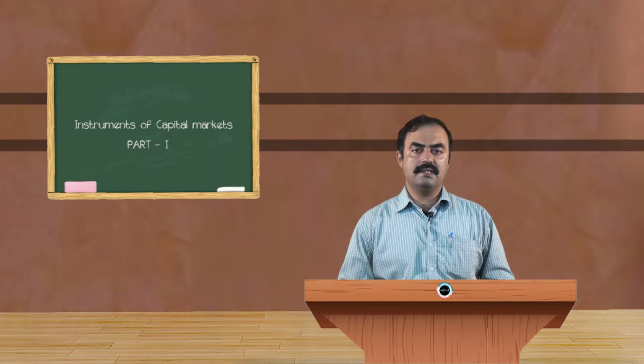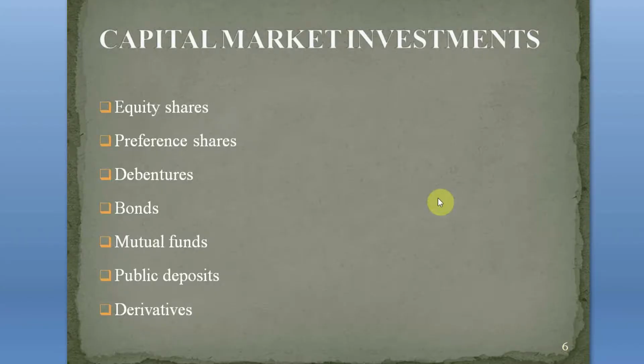Now let us see what are the different types of capital market instruments that are traded in the capital markets generally. The following are the instruments. First one is equity shares. Equity shares generally refer to a share in the share capital of a company. These shares normally have the following characteristics.